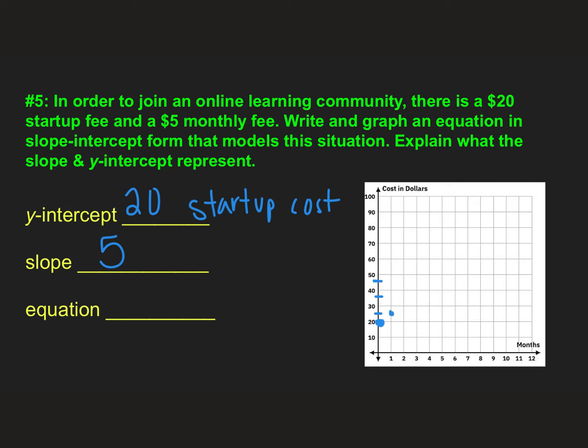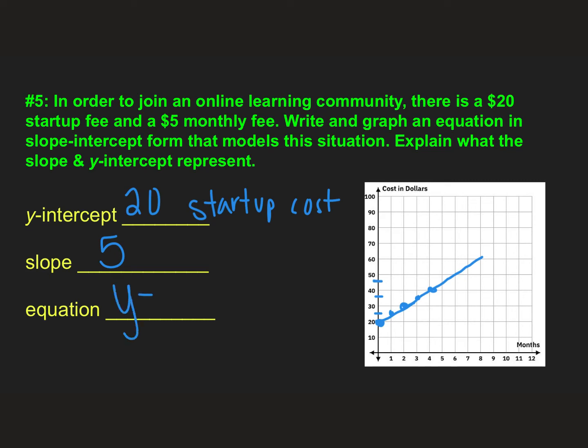So after 1 month, I've spent $25. After 2 months, I've spent $30. After 3 months, I've spent $35. Hopefully you get the hang of it. Again, this is your running total for the year. You're not saying that 4 months is going to cost us $40. We're saying that after 4 months, we've already spent $40 for this program.